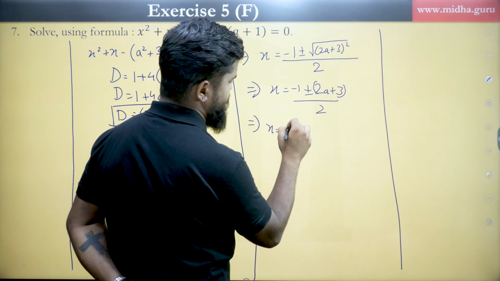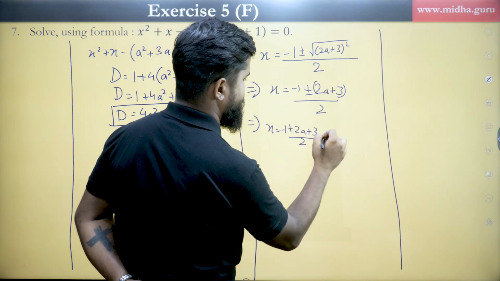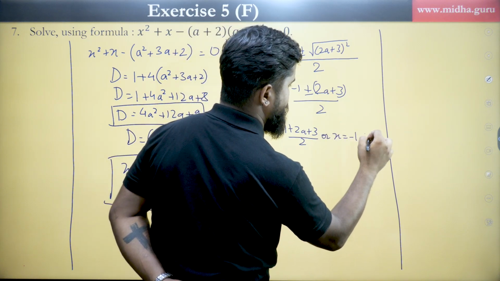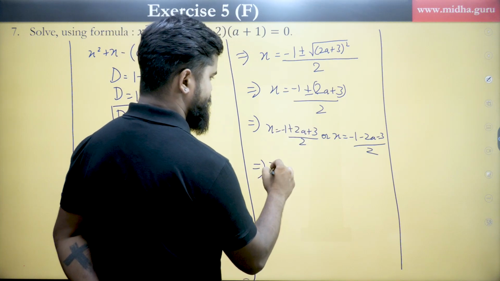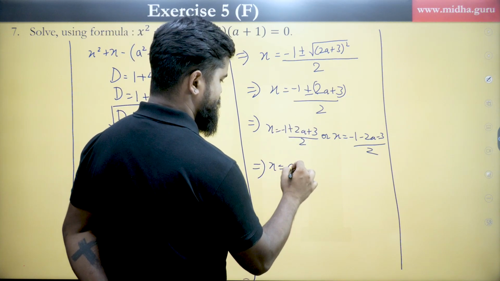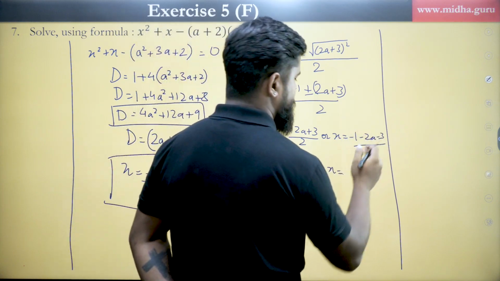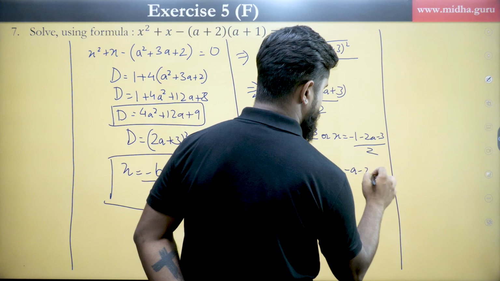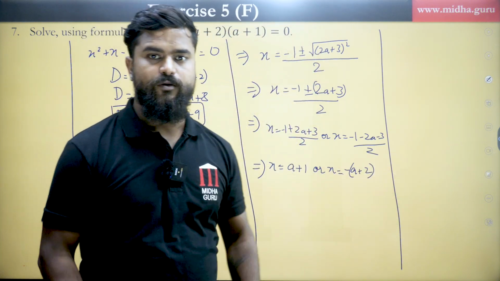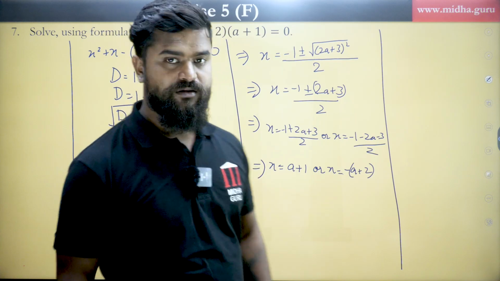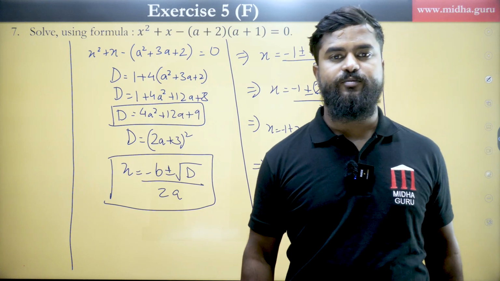Now we get x is equal to minus 1 plus 2a plus 3 by 2, or x is equal to minus 1 minus 2a minus 3 by 2. Here we have minus 1 plus 3, that is 2a plus 2 by 2, which gives a plus 1. Or x is equal to minus 2a minus 4 divided by 2, which becomes minus a minus 2, or we can write minus bracket a plus 2. So these will be the solutions for the given quadratic equation. Let's move on to the next problem.